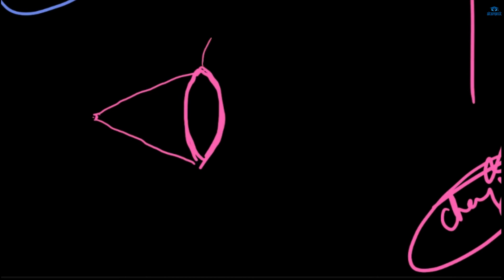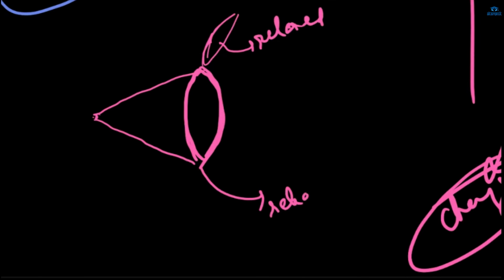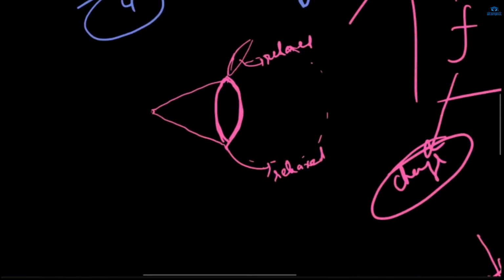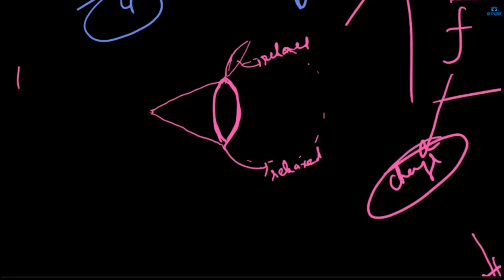Means the ciliary muscle does what? The ciliary muscle comes to its relaxed position, which means it will leave the grip of this lens. If it leaves the grip of the lens, it will become thick. Now it has become thick since its focal length has got reduced. The thick lens will have a small focal length.